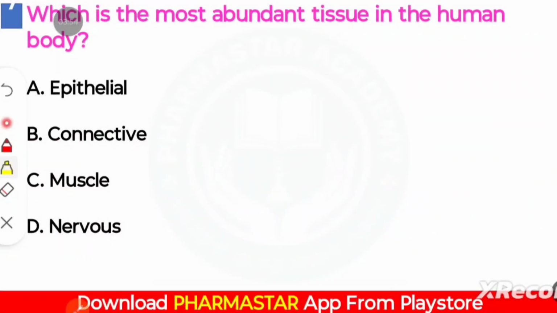Which is the most abundant tissue in the human body? Option A epithelial tissue, B connective, C muscle, D nervous. Connective tissue is the most abundant mainly because it comprises so many tissue types. Option B is the correct answer.